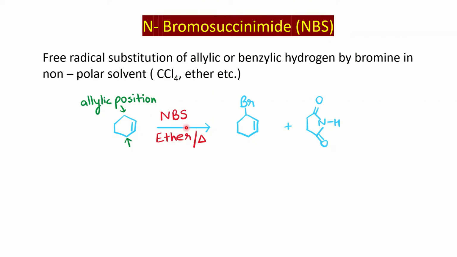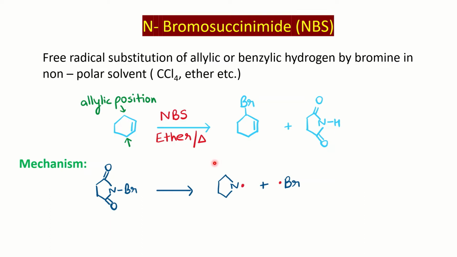If the reagent given is NBS in the presence of a non-polar solvent, on heating, the allylic hydrogen will be abstracted by bromine and by NBS, and the bromination will occur here. So we'll see the mechanism first, how this is happening.